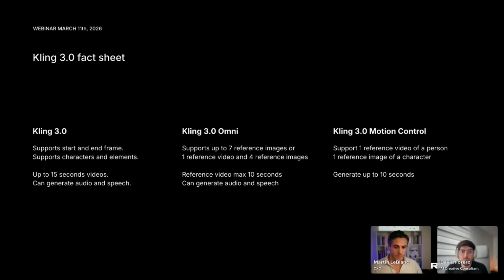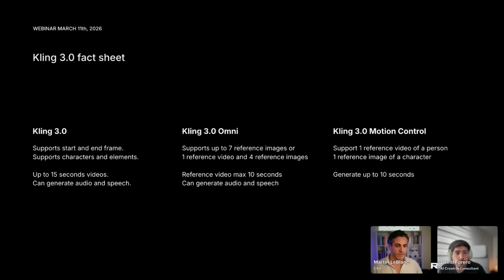Really powerful model. We have the Kling Omni model, which is slightly different. This one can handle 7 reference images of different objects or characters and scenes and so on. But you can also give it a reference video and then a bit fewer reference images. So slightly different options with that one. Again, you can generate up to 15 seconds of video, but the reference video is 10 seconds max. You can also get audio and speech from that one.